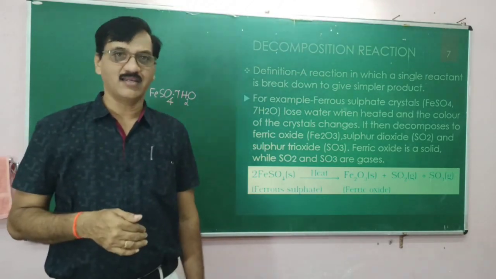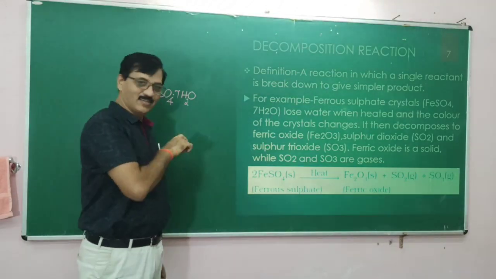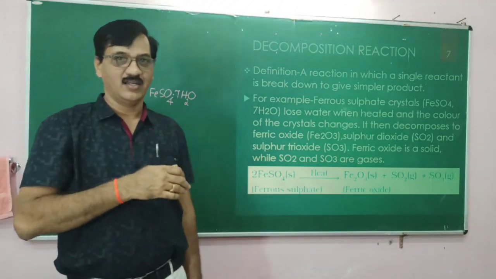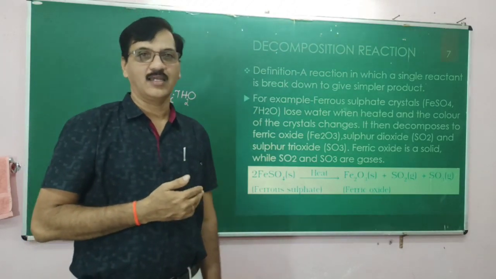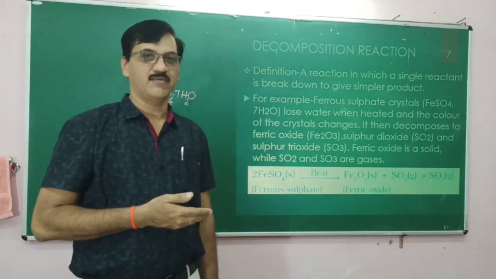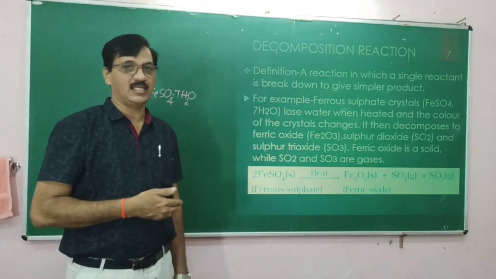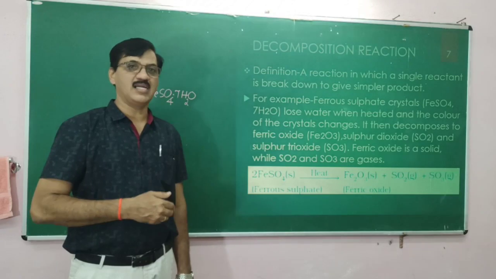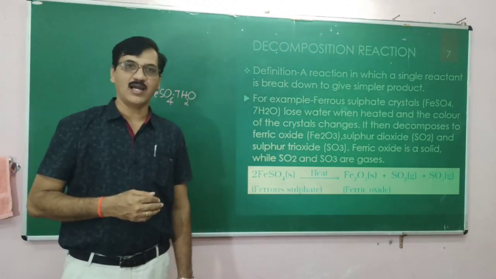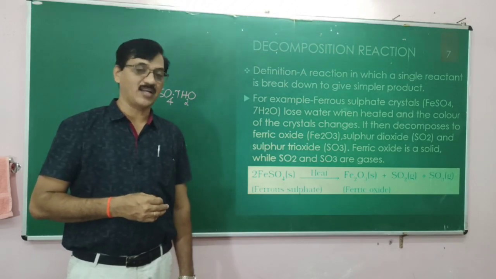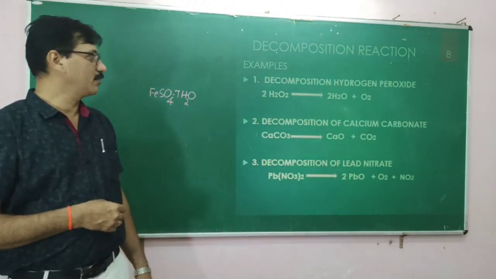When you heat it, the water of crystallization goes away first, and then you will get the other products like Fe2O3, SO2 and SO3 on further decomposition. So it needs thermal energy, and it is a kind of thermal decomposition. And SO2 and SO3 are the two gases which are acidic in nature. These are acidic in nature, right?